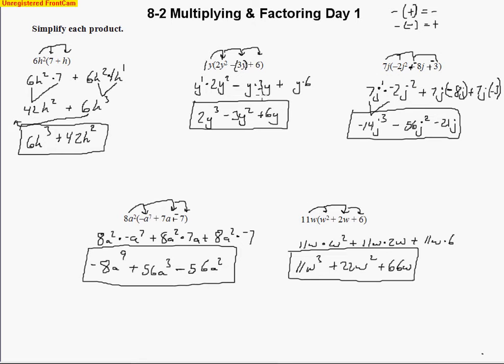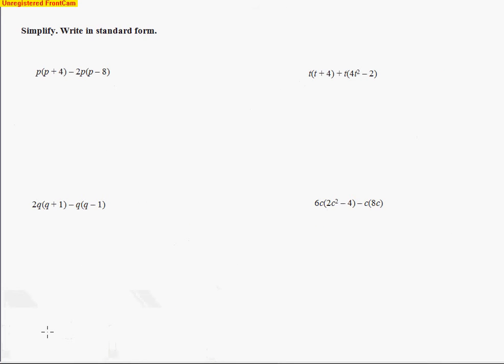In this case here we had a monomial multiplied by a binomial. In the other cases we had a monomial multiplied by a trinomial. And so we're just using the distributive property there. So let's take a look at the other type of problem that we'll see.